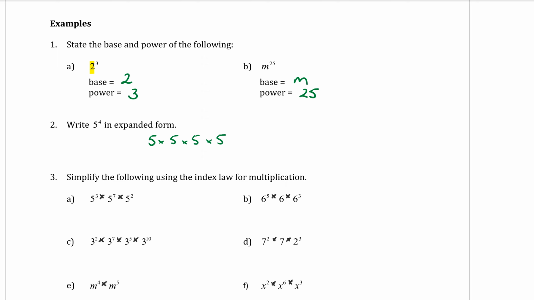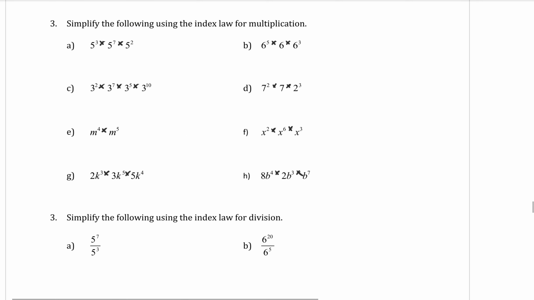Question 3. So this is using the index laws that we just talked about. In all of these ones in question 3, we're multiplying. So multiplying, as long as they have the same base, we are adding the powers. So A, 5 is the base. But there are 3 numbers that are the powers. We add all of them together.